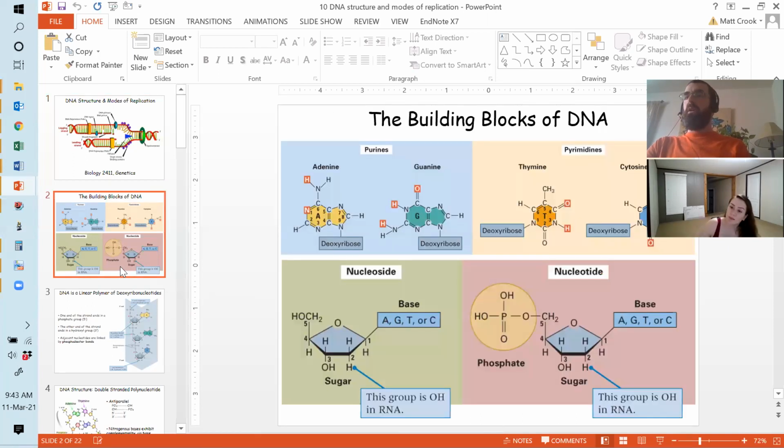Just a quick run through the basics of DNA. Again, this is stuff that we have covered, so it shouldn't be too much of a surprise what you're seeing here. One thing I do like about this picture, though, is it shows the atoms that are used to form hydrogen bonds between complementary bases.